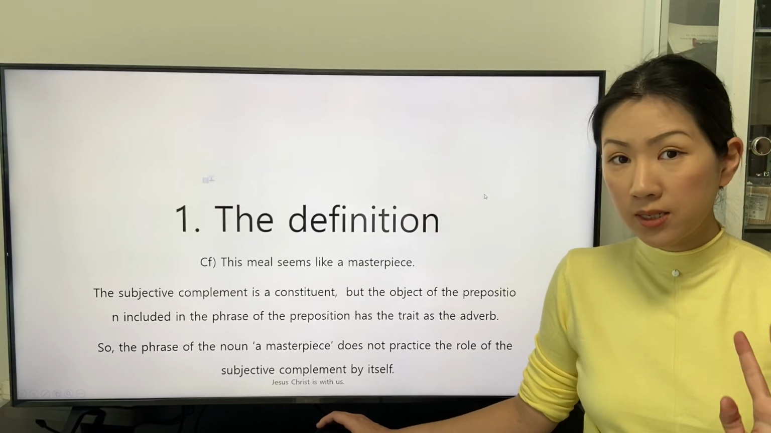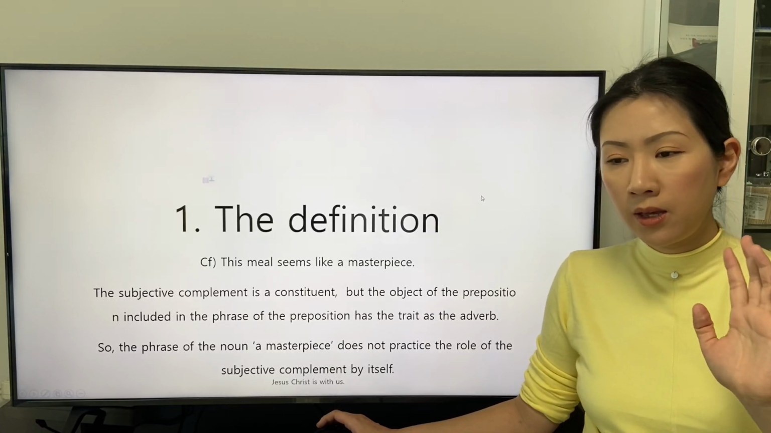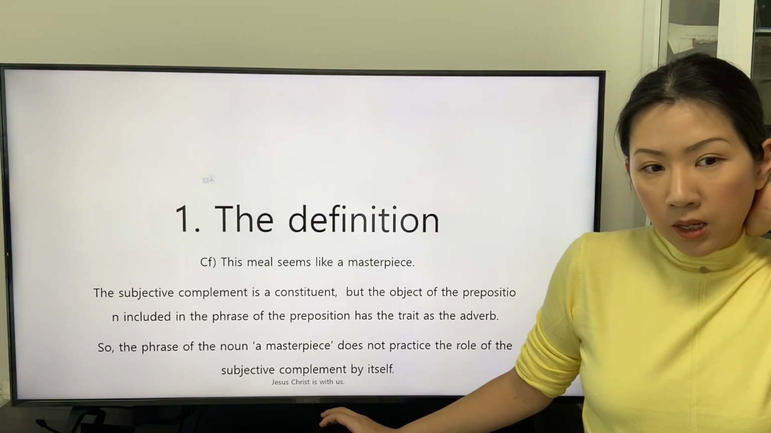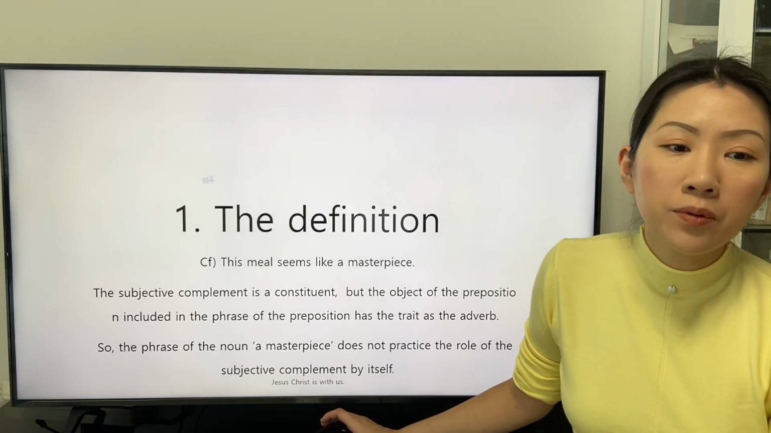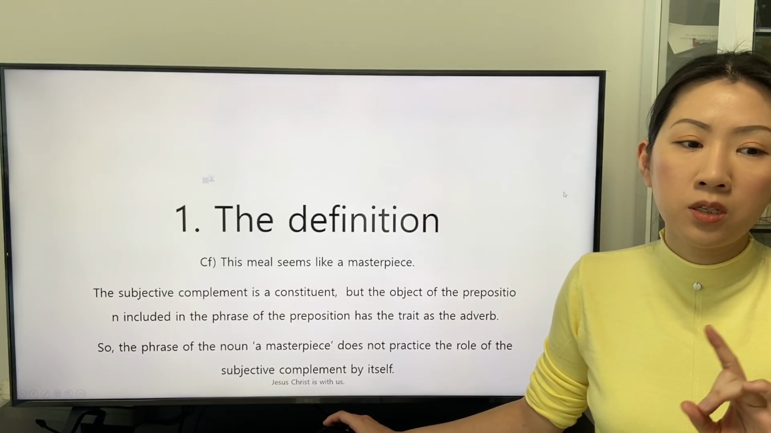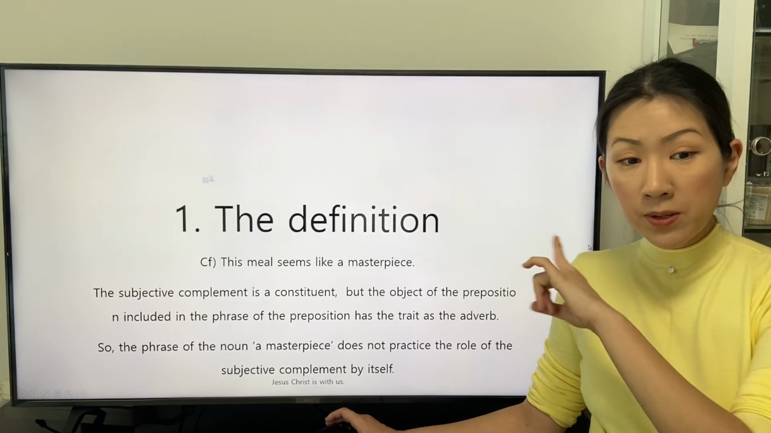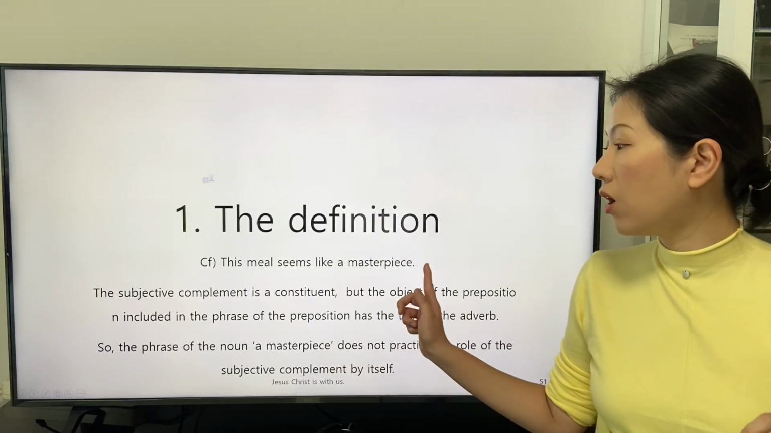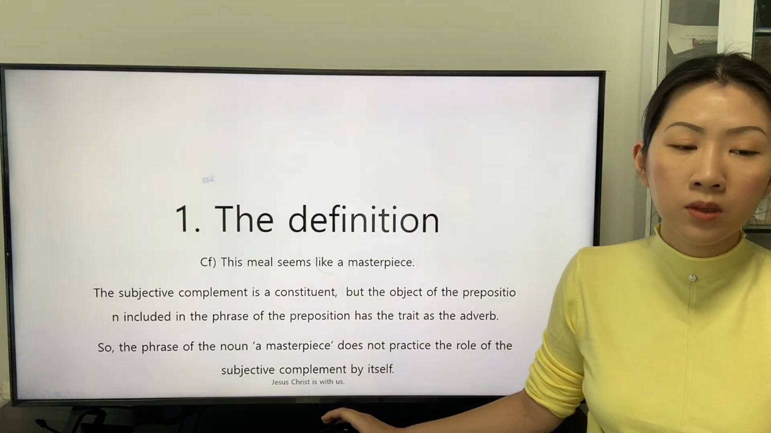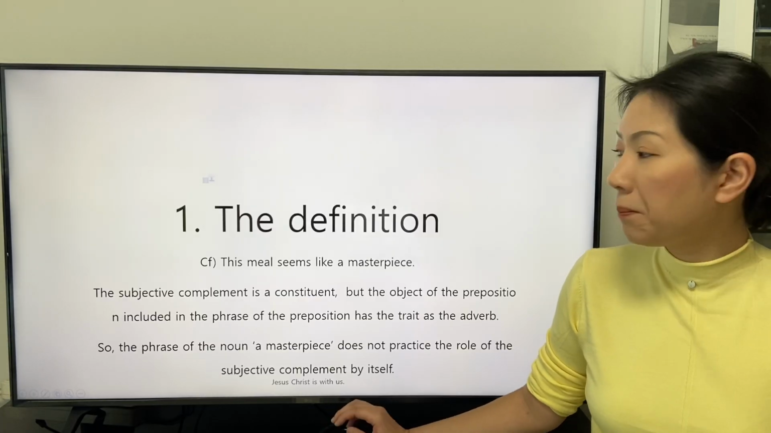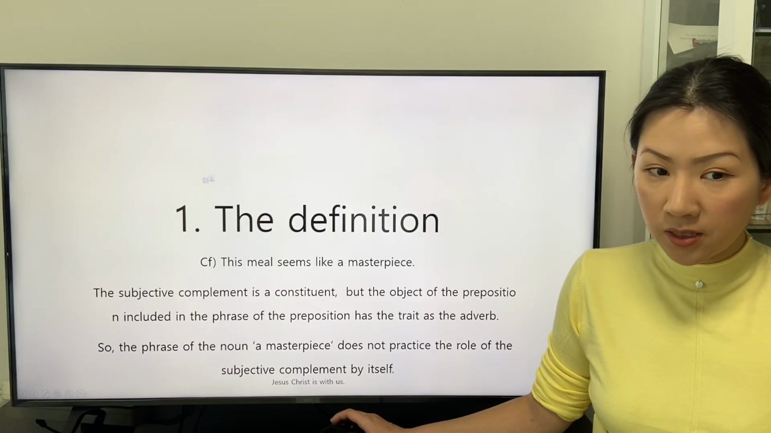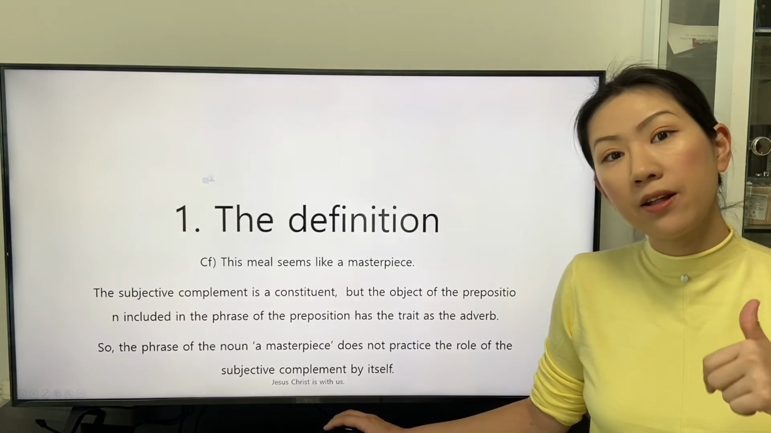As we agreed in the initial part of the class, the subjective complement is a constituent, but the object of the preposition included in the phrase of the preposition has a trait as the adverb, the phrase of the adverb. So the phrase of the noun, a masterpiece, does not practice the role of the subjective complement by itself.